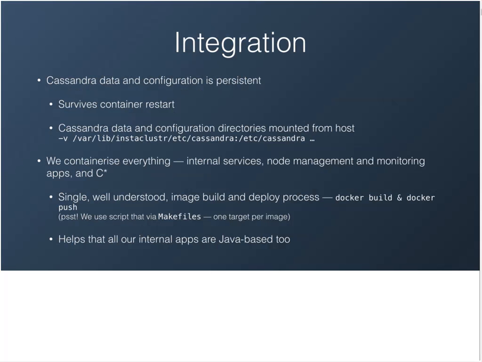So how we integrate Docker and CoreOS into our environment, the main thing, of course, is Cassandra itself. So the Cassandra data and configuration is persistent on the host, which allows us to restart containers, upgrade to a new version, something like that. The way this is done is that the Cassandra data directories and configuration, like etc Cassandra basically, is mounted from a directory on the host. So that data is then persistent.